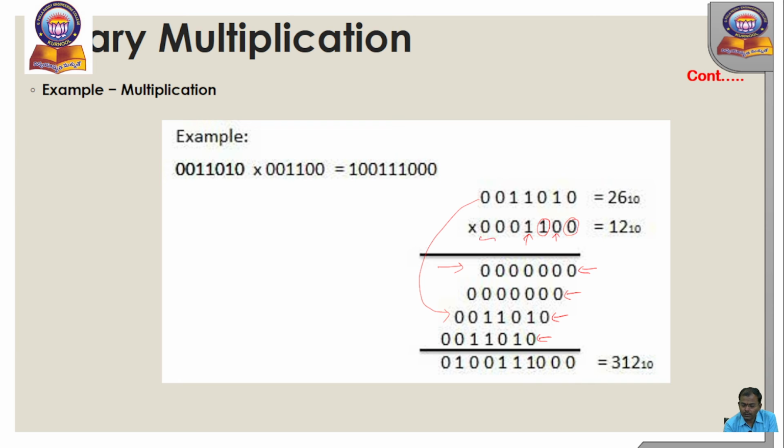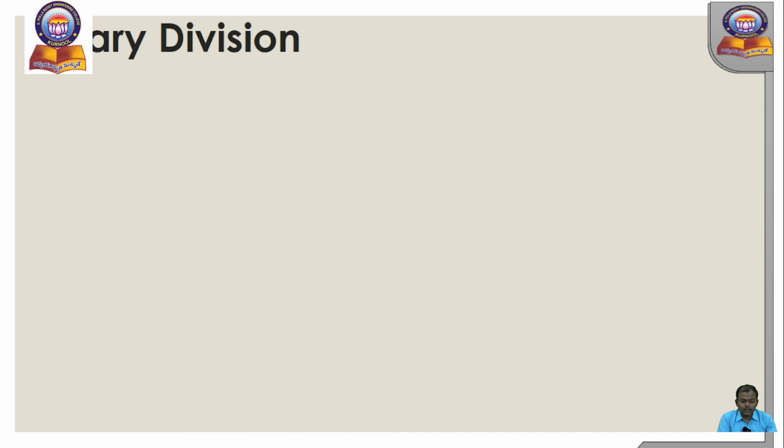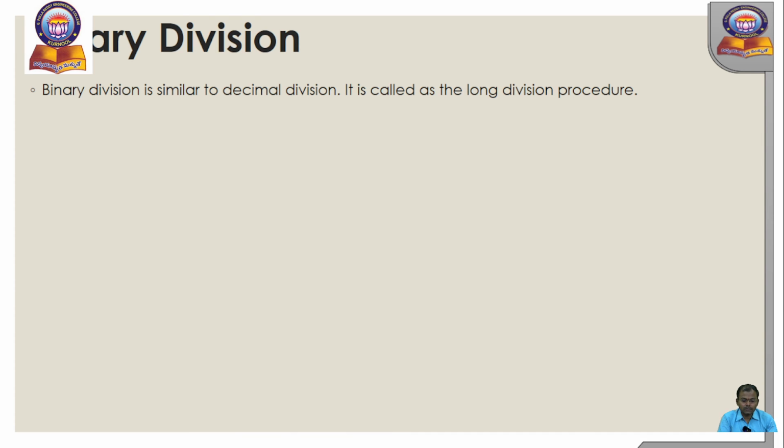Then here it is 1, so again I have to write it down. After this, all these bits are 0, so there is no need to write them down because zeros do not affect the product. After doing all this, I add all these rows and get the product, that is 26 multiplied by 12. I get the product as 312, and 312 is represented in binary using this representation.